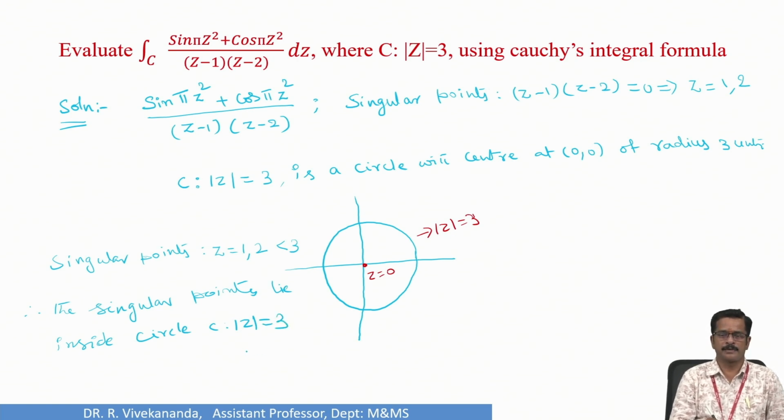Both lie inside. In this case, we need to split the given integration according to the singular points. After finding the singular points, since both lie inside, you have to apply partial fractions and split the given integrand into two parts. Then go for applying Cauchy's integral formula.